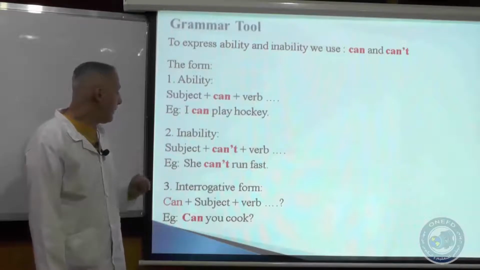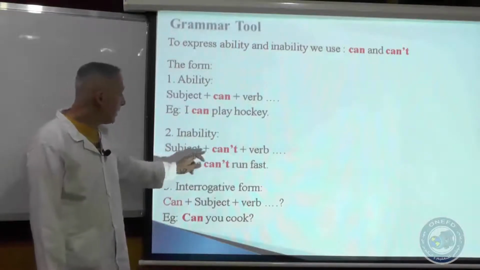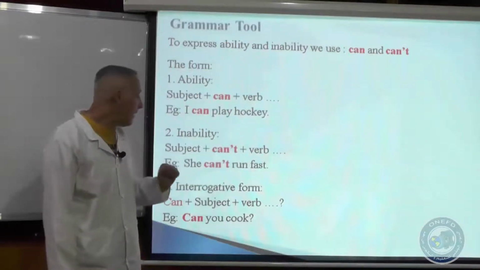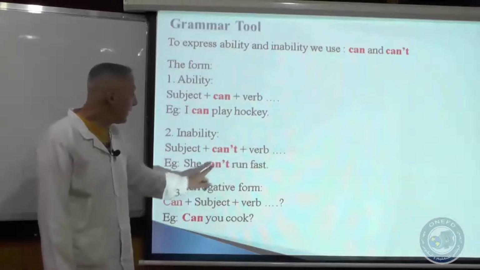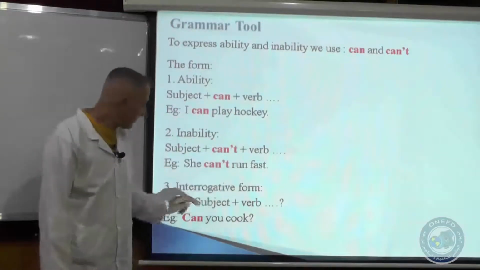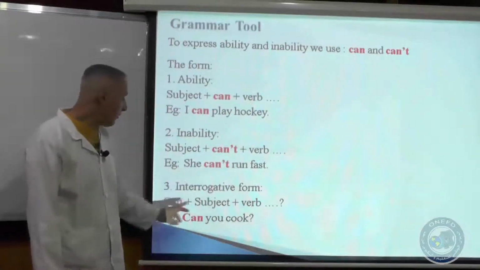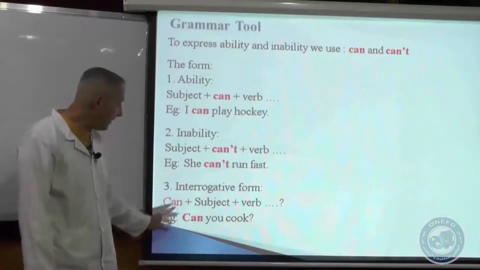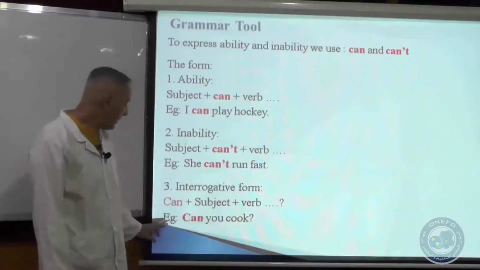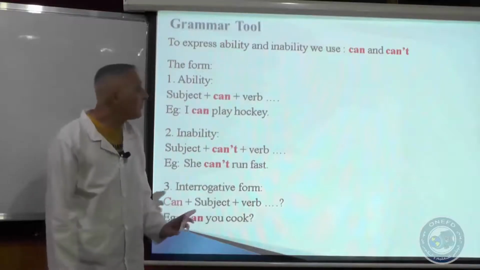Number 2, inability: subject plus can't plus verb. Example, she can't run fast. The interrogative form is, we start with can, then the subject and the verb. Example, can you cook?